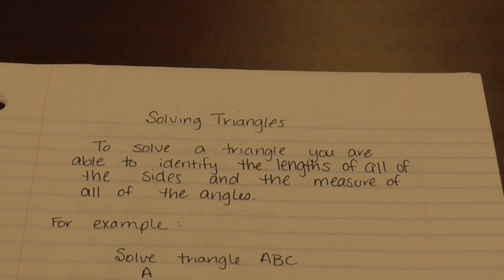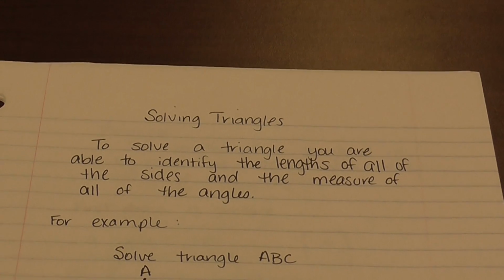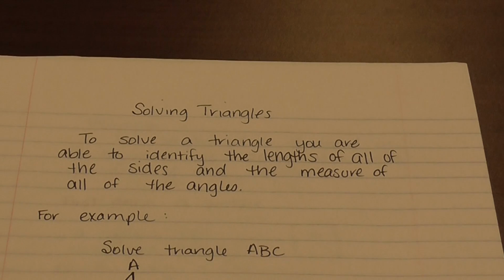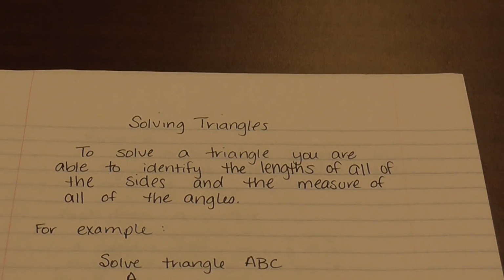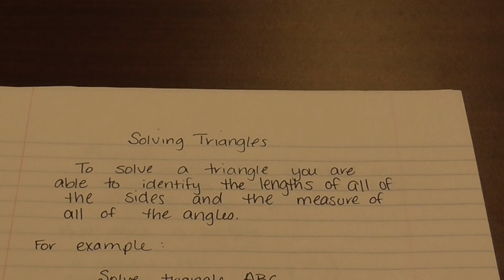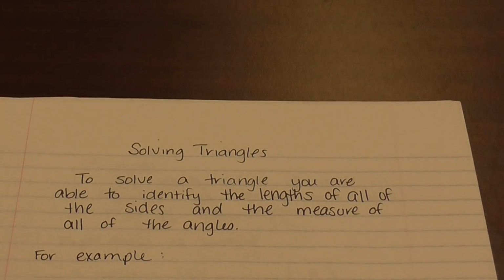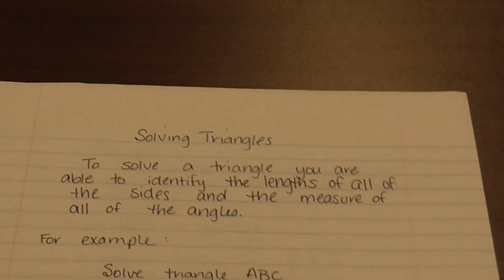Alright, solving triangles. To solve a triangle, you are able to identify the lengths of all of the sides and the measure of all of the angles. So we are going to use our shortcuts to solve for some triangles, and then we're going to use some other things to solve for triangles as we continue. When I tell you to solve for a triangle, you need to be able to give me all three angles and all three side lengths. So let's do an example.